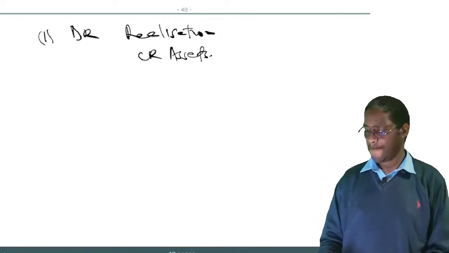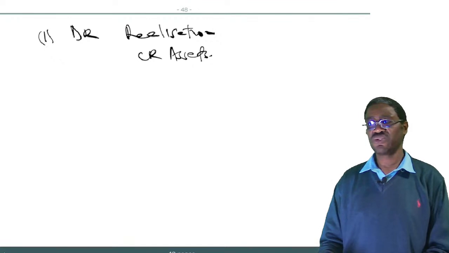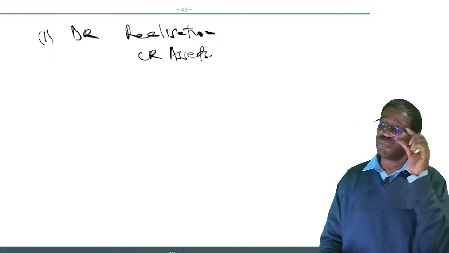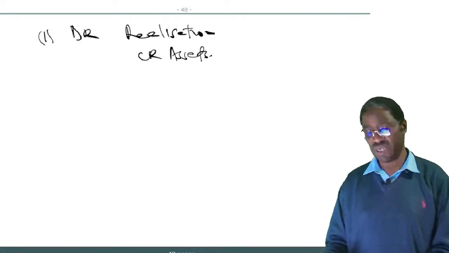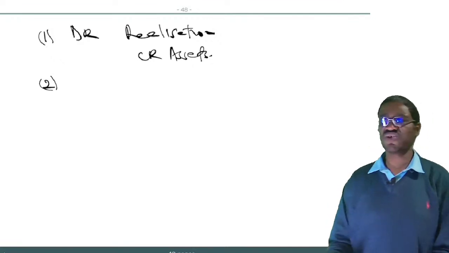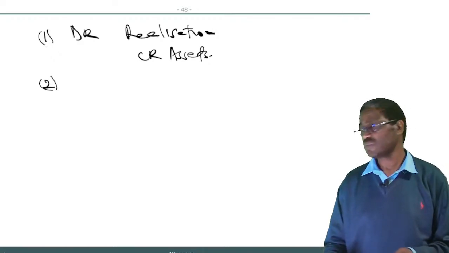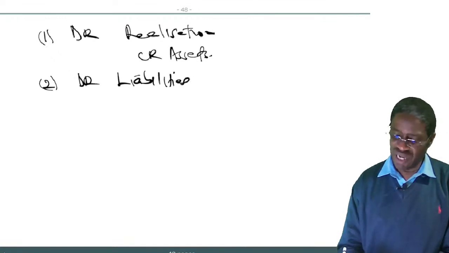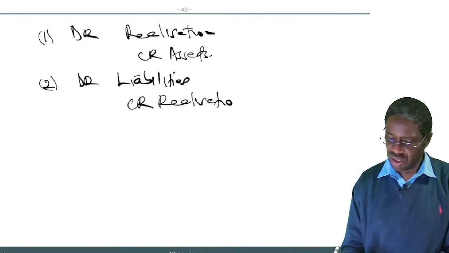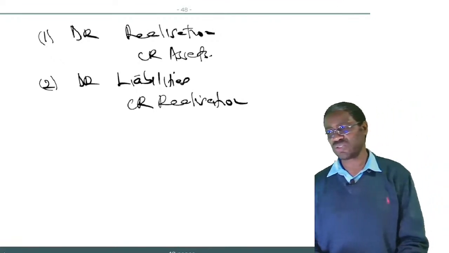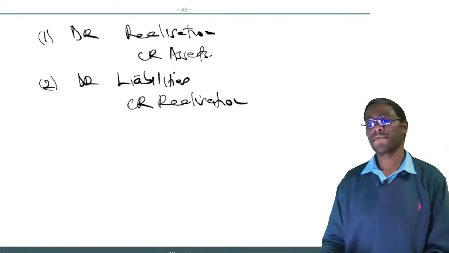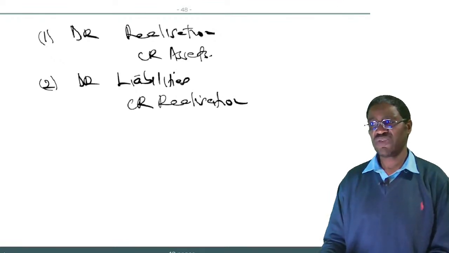Number two, with the liabilities taken over by the purchasing company: debit liabilities, credit realization. That's number two. Number three.